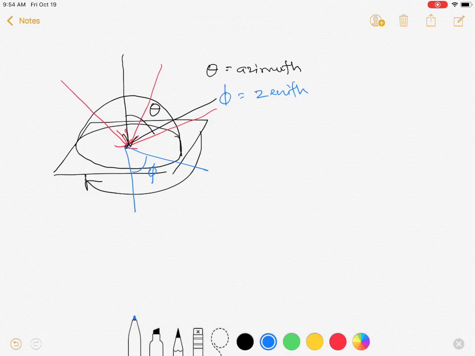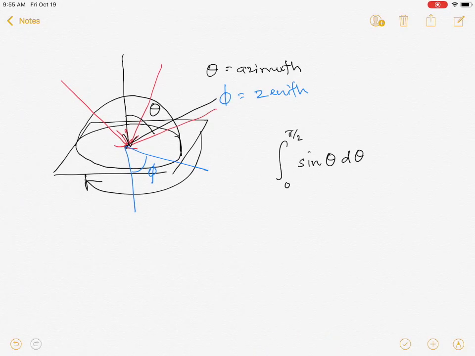Now to sum all of the light that comes to this point, we use integrals to do that, or basically just the sum. We start with the azimuth angle from 0 to 90 degrees, and pi over 2 is 90 degrees. We sum up all of the light in this direction, and this forms this equation.